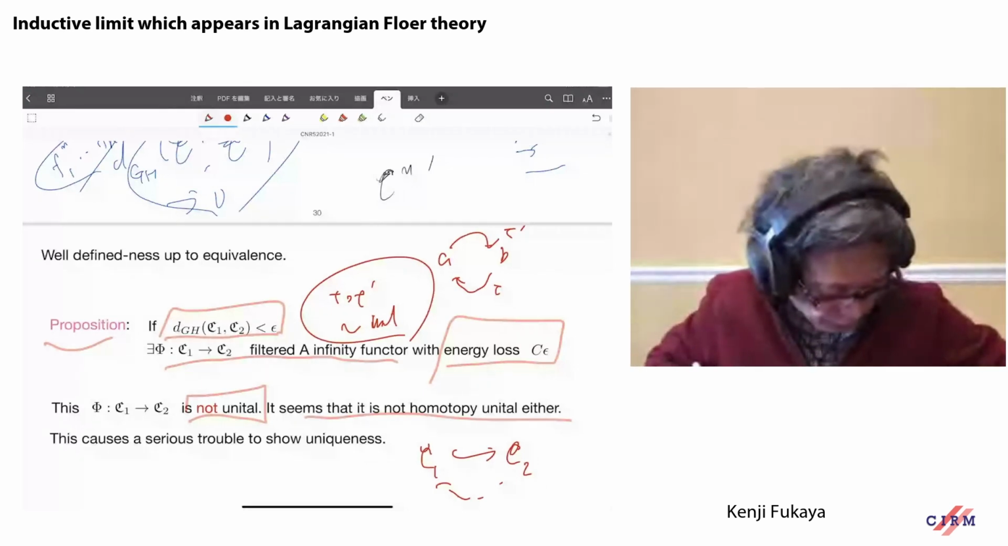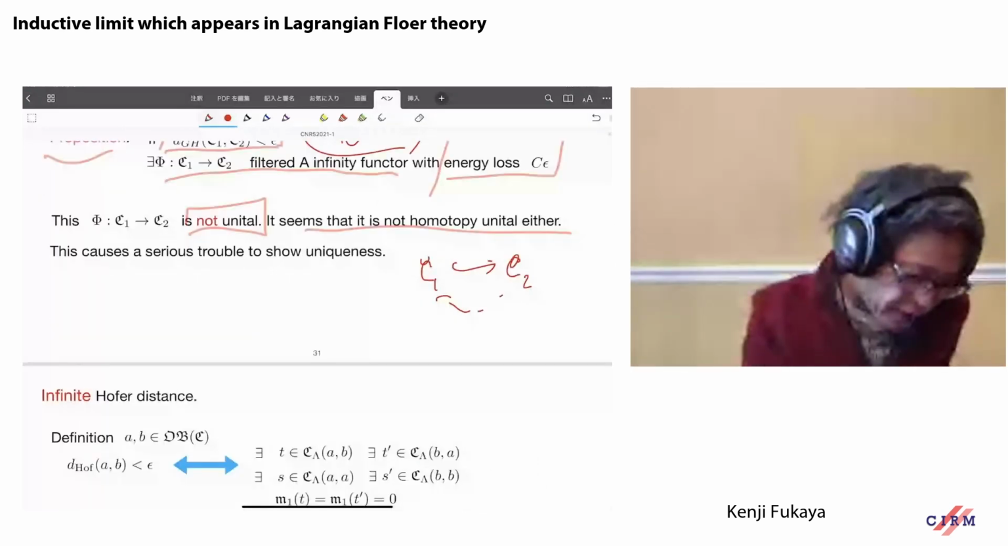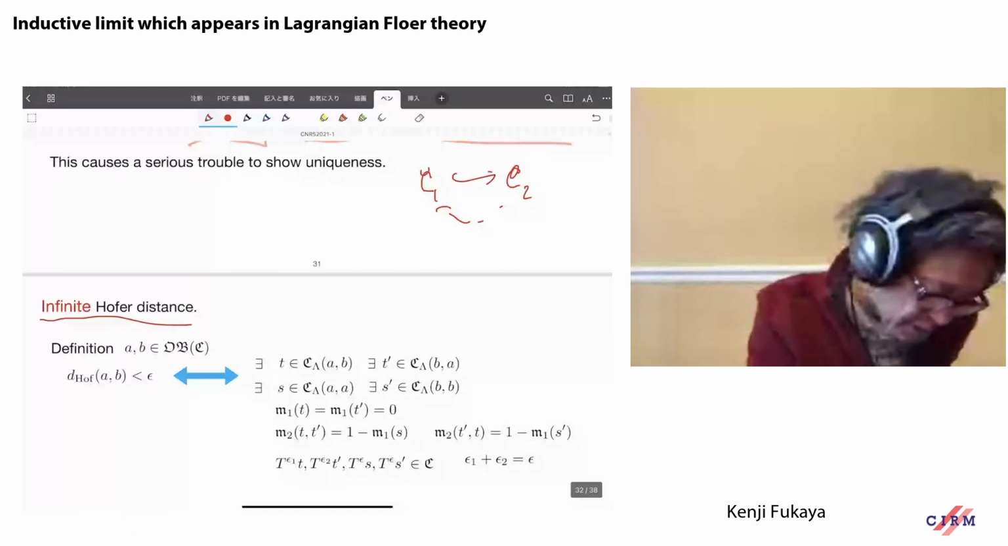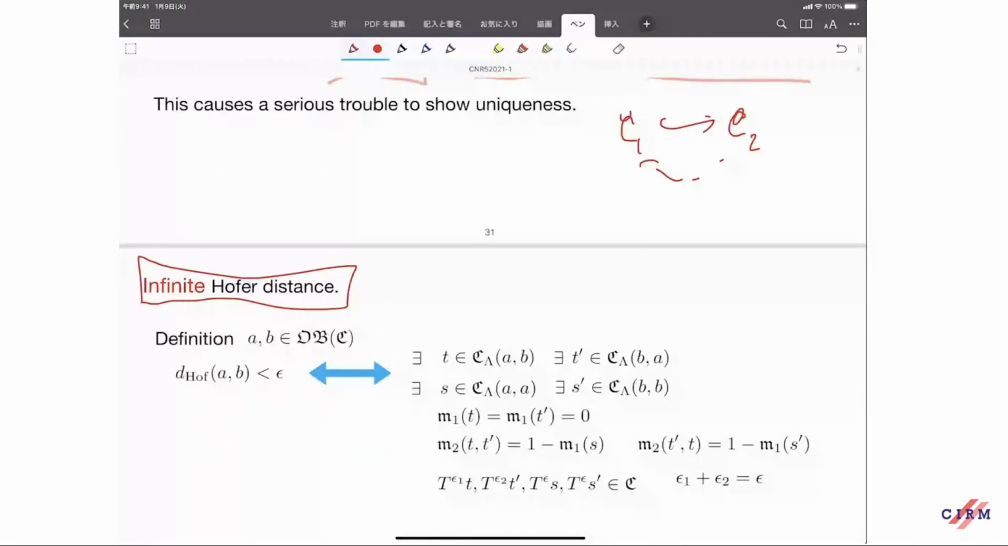But the idea is the following. I want to define something like an infinite Hofer distance. So let me recall what the Hofer distance was. So this is the definition of the Hofer distance.